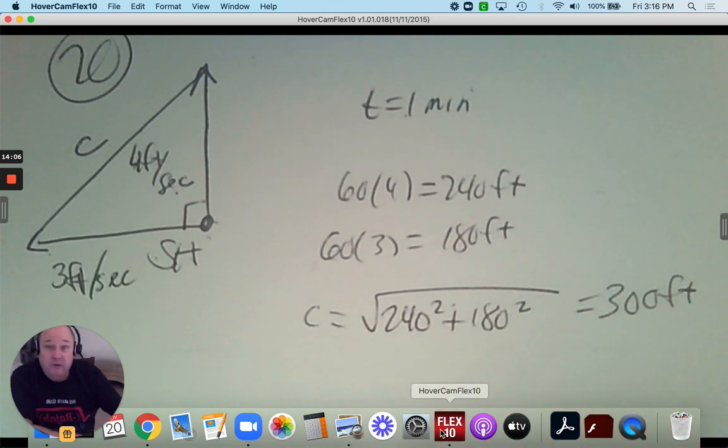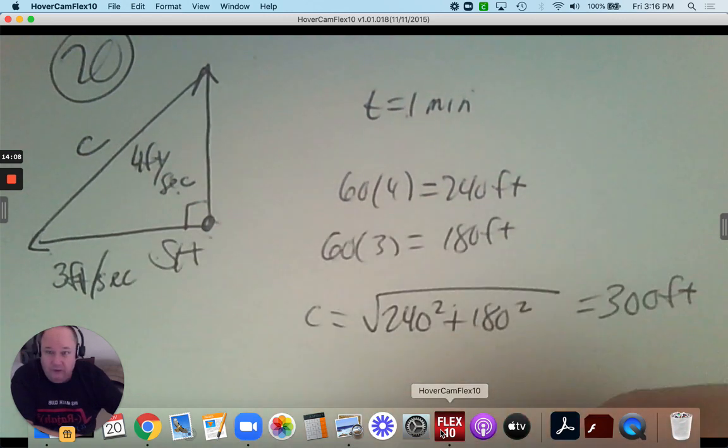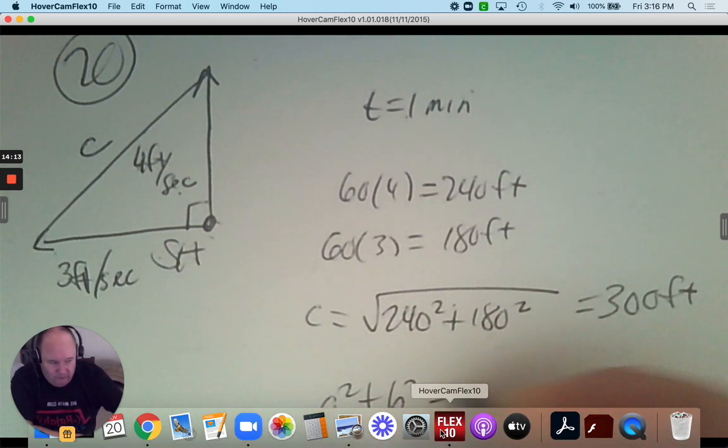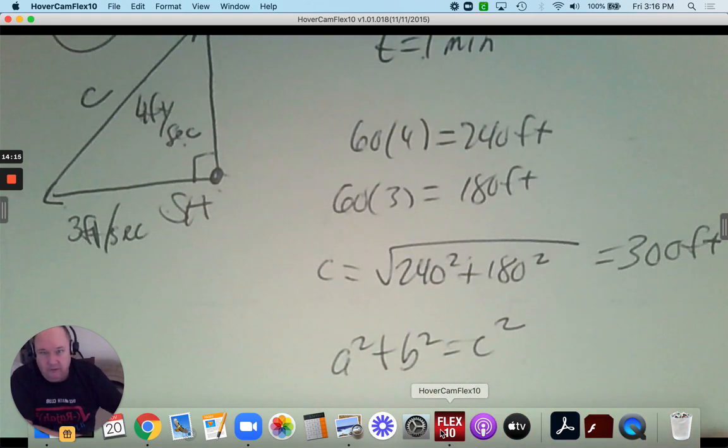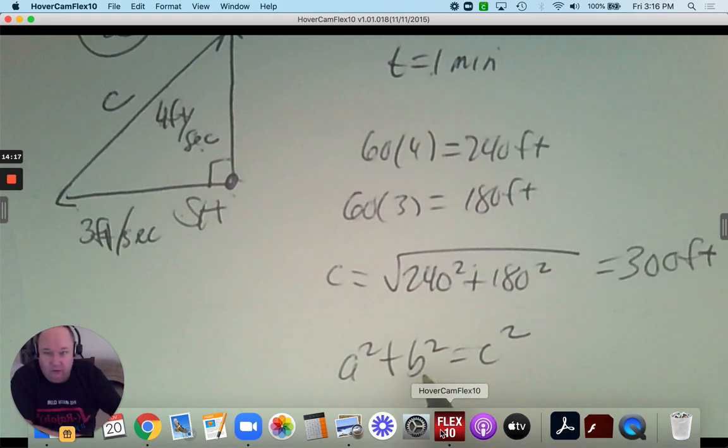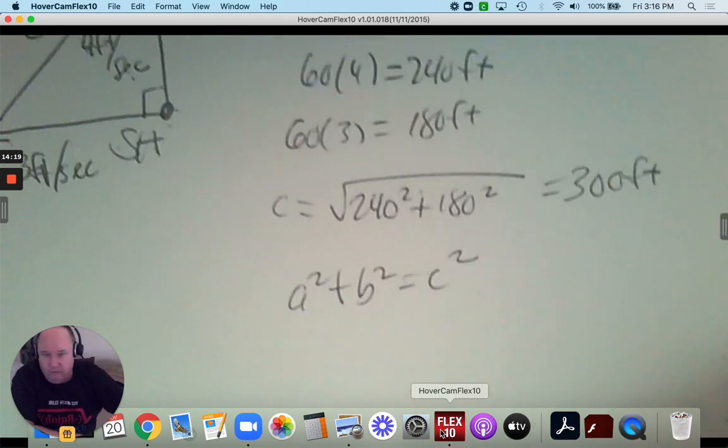The next part is calculus. What's the rate of change of c? So to do that, we need to write a squared plus b squared equals c squared. There are no constants here. These are all changing over time. So I have to take the derivative immediately.